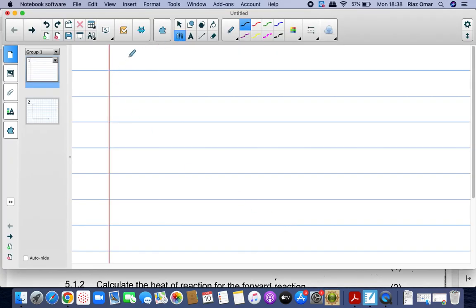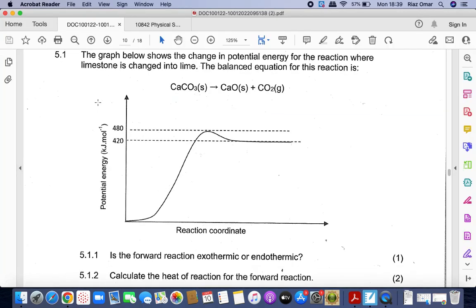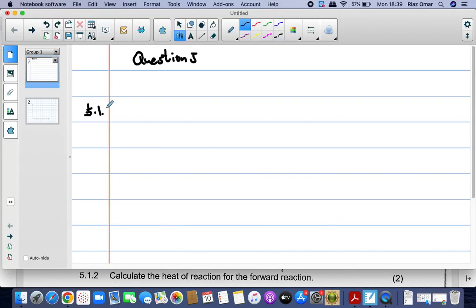Question 5.1.1. This is for the actual exothermic or endothermic. So we absorb energy. So it's an endothermic reaction. So it's endothermic. Next question.